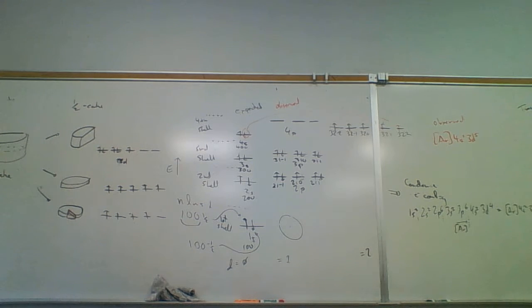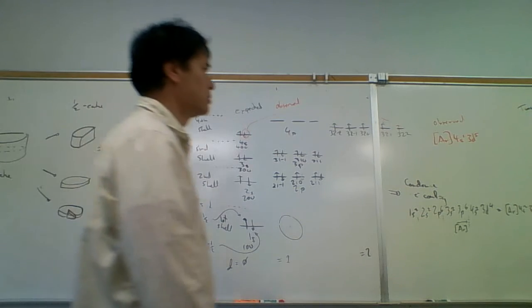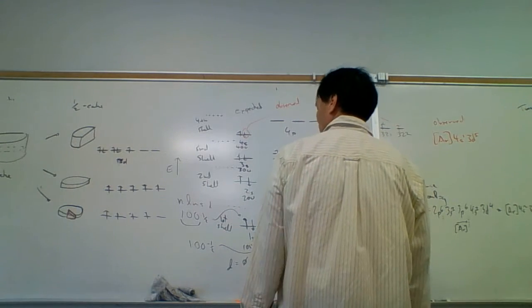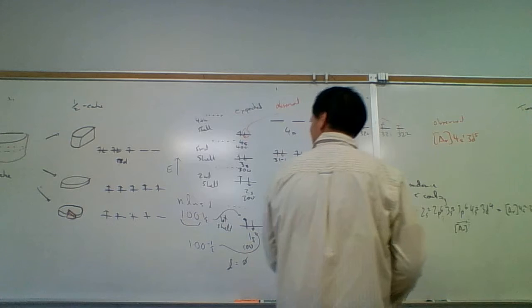So this is one of the important exceptions you have to memorize. We're just one slice away from being half filled. What if we were 2 slices away? Well, vanadium would be that. Vanadium would be 2 slices away. So vanadium's not one of those exceptions.